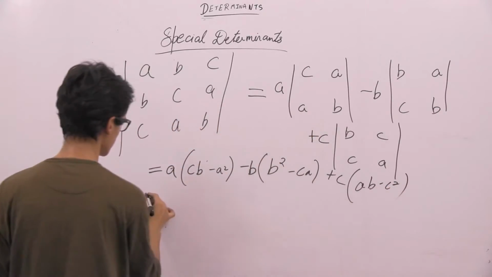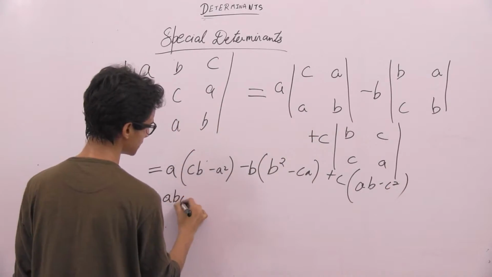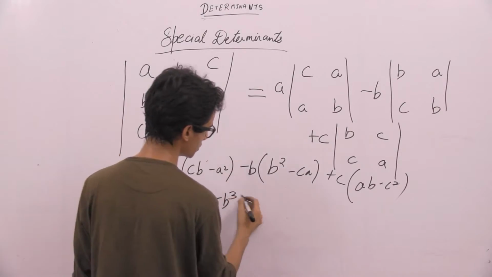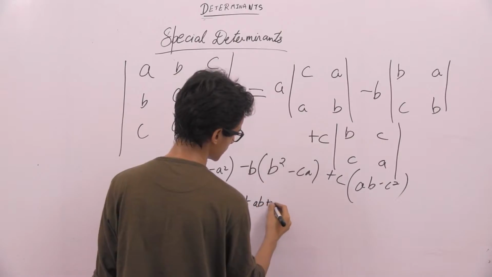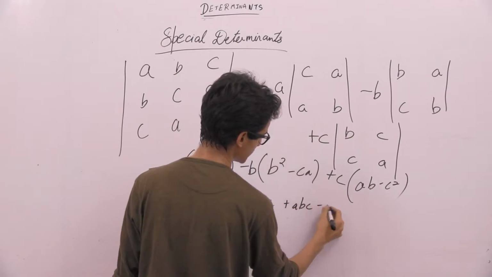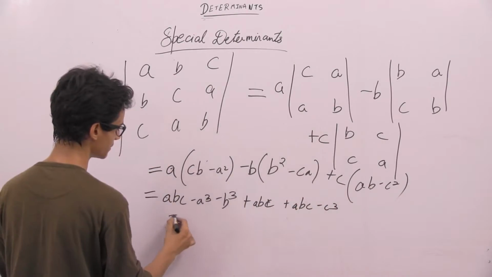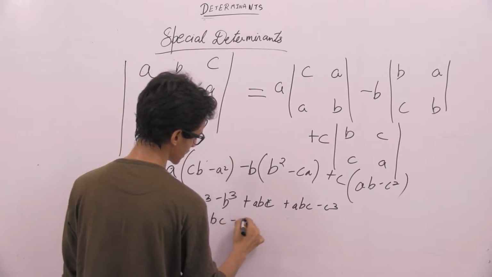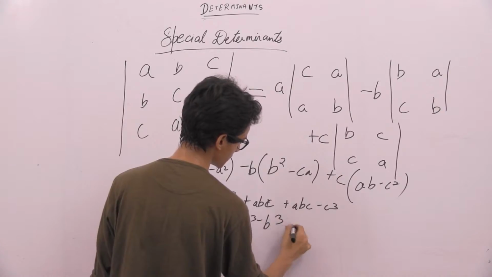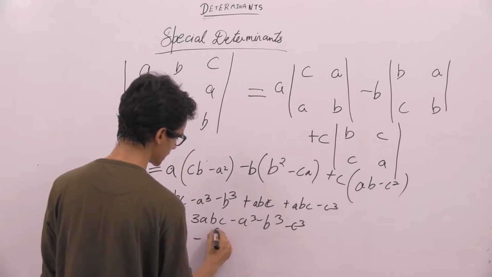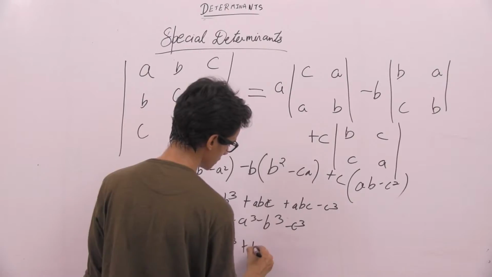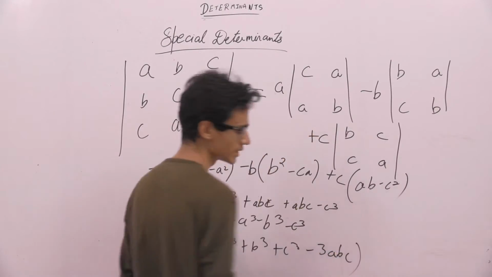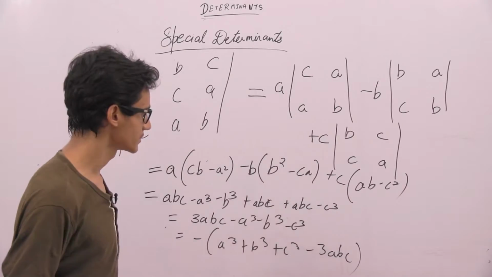So we get ABC minus A cube minus B cube plus ABC minus C cube. So this can be written as 3ABC minus A cube minus B cube minus C cube, equal to minus of A cube plus B cube plus C cube minus 3ABC. This is the formula we were talking about.